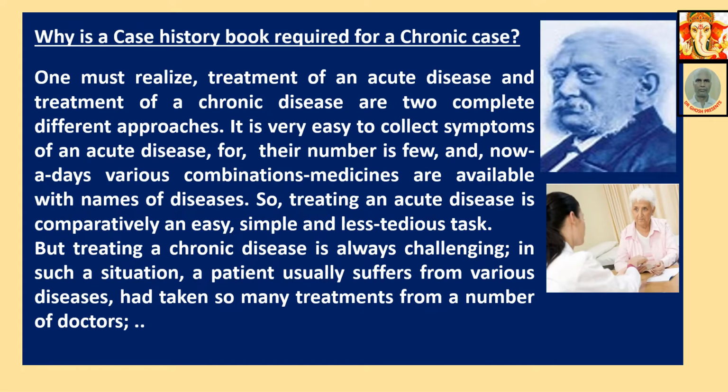Why is a case history book required for a chronic case? One must realize treatment of an acute disease and treatment of a chronic disease are two completely different approaches. It is very easy to collect symptoms of an acute disease, for their number is few, and nowadays various combination medicines are available with names of the diseases. So treating an acute disease is comparatively an easy, simple and less tedious task. But treating a chronic disease is always challenging. In such a situation, a patient usually suffers from various diseases, having taken so many treatments from a number of doctors.